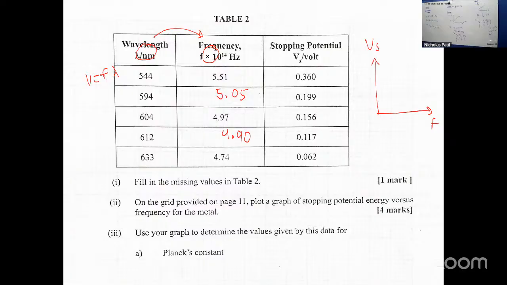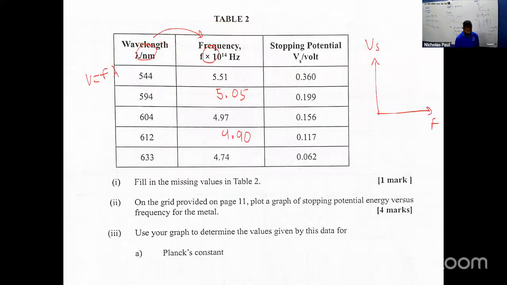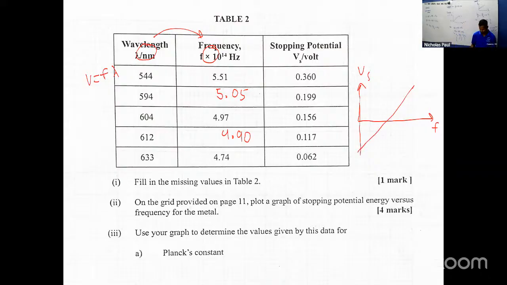Find the best line. So from what we see in the graph, it should have really looked like this. I see a graph might have looked something like that.